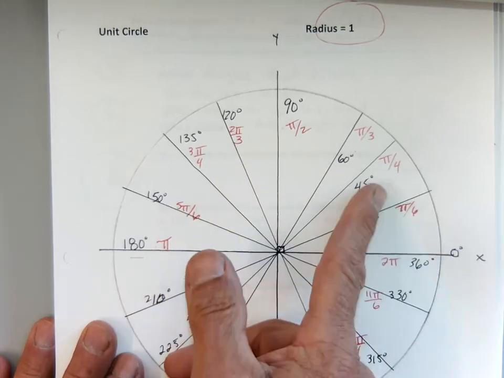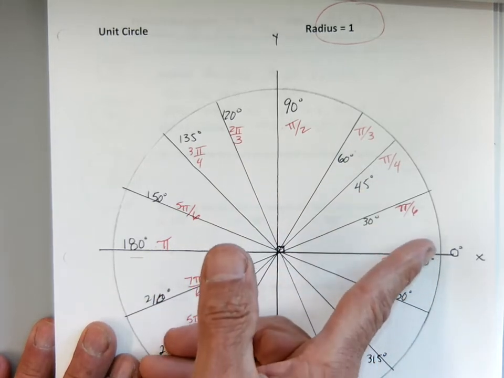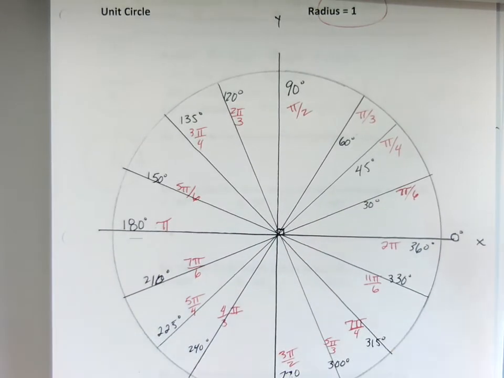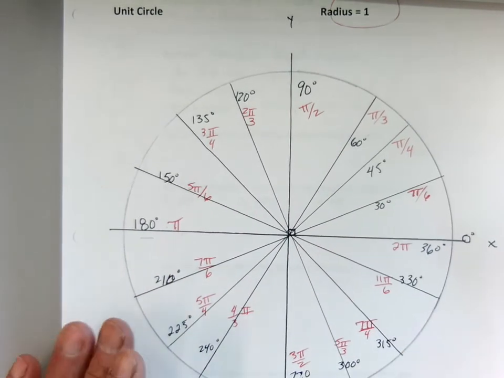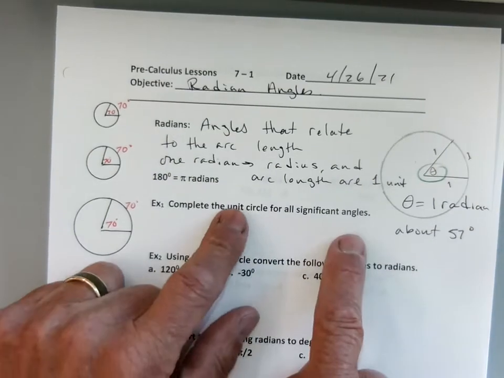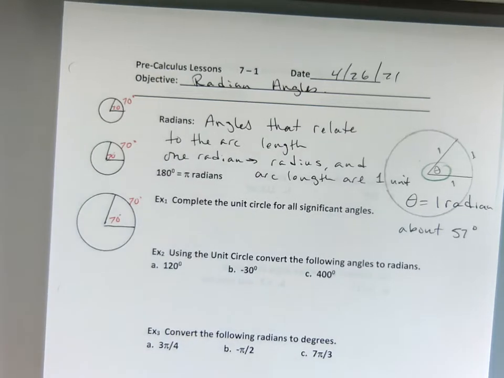Here's a 30-degree angle, or a pi over 6 radian angle. Okay, now we can do any angle we want. So let's go back to our notes. We completed the unit circle with all significant angles, but what if it's not a significant angle? Well, that's okay. We've got some things to do.